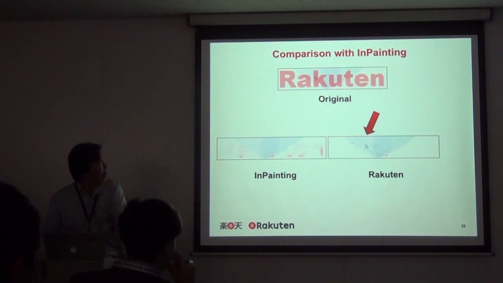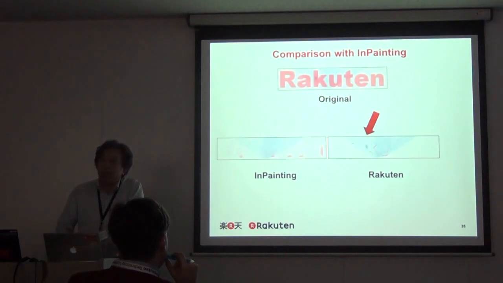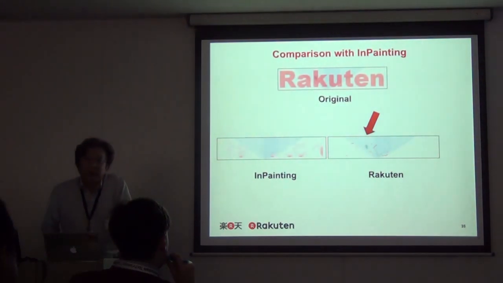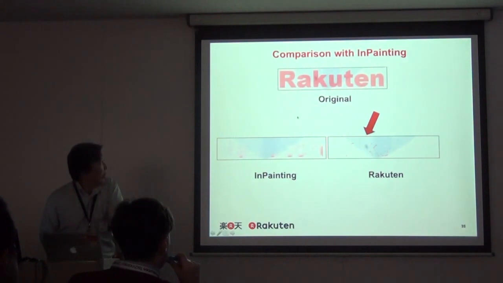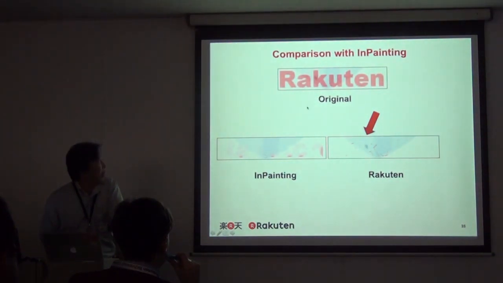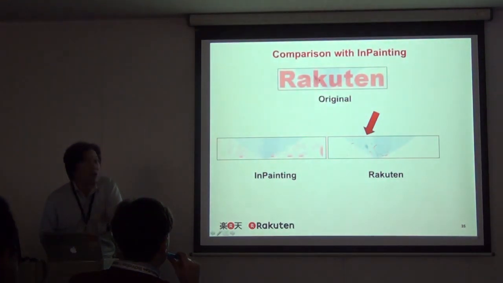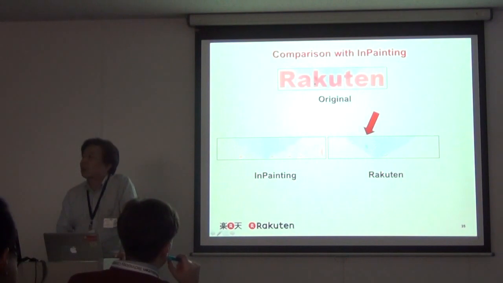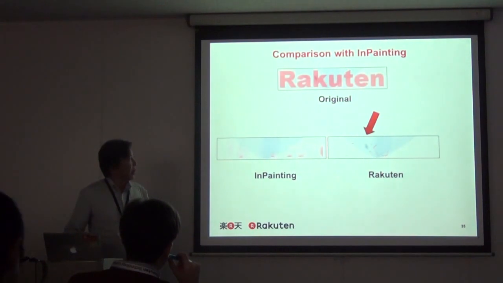Then, of course, we compared with the previous method called inpainting, which tries to fill text regions as a whole by using similar surrounding pixel patterns. But theoretically, it's not possible to recover the details. For example, behind K, there's a small hole here, but it's not able to recover it. But our method was able to recover the tiny details as well. So we can say that it works like magic.